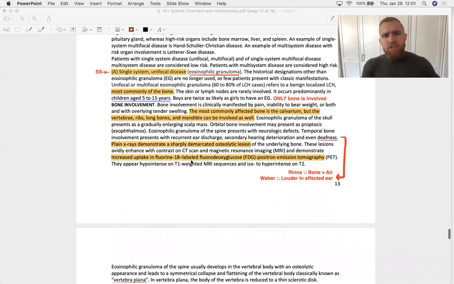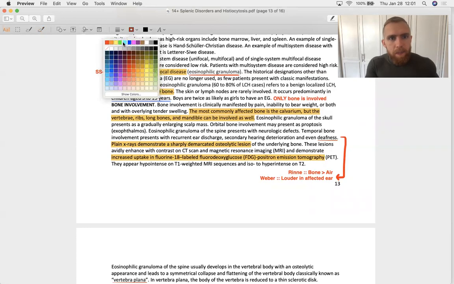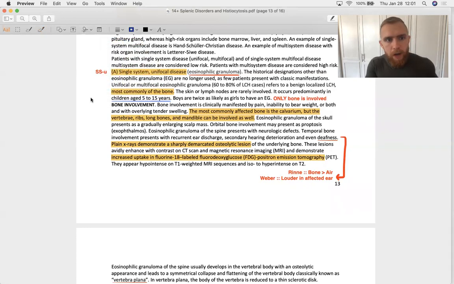Let's start out with single system unifocal disease, otherwise known as eosinophilic granuloma. How I think about this is that the examples that I've seen of eosinophilic granuloma really have only had the bone involved, and maybe there's a little bit of a skin rash, but this is just a bone disease. And I want you to notice in this SDL that it says single system unifocal occurs predominantly in children aged 5 to 15 years.